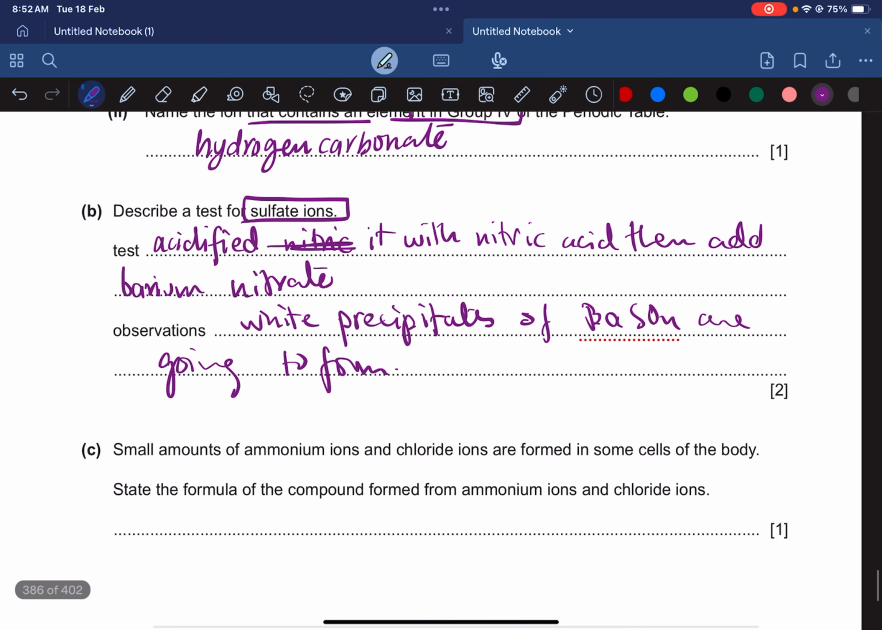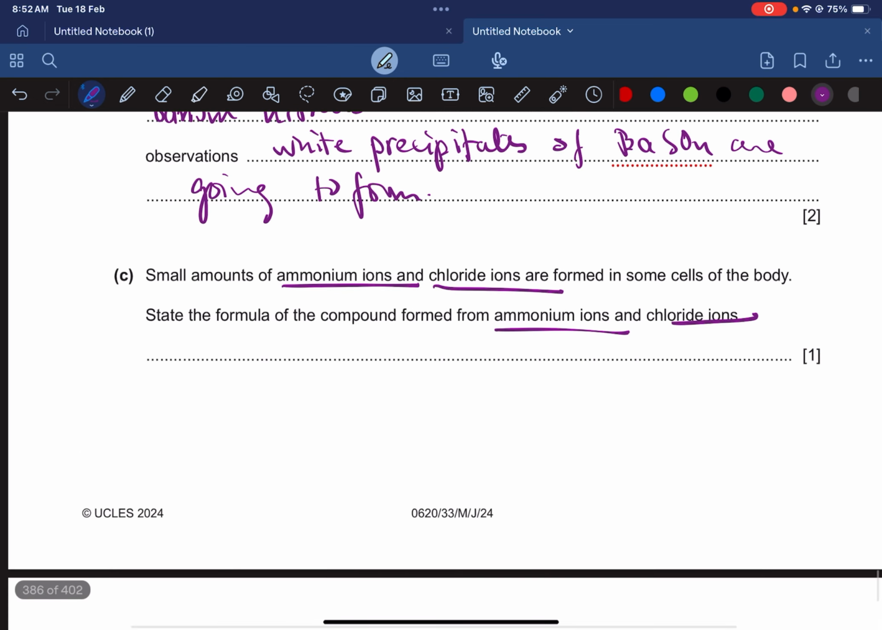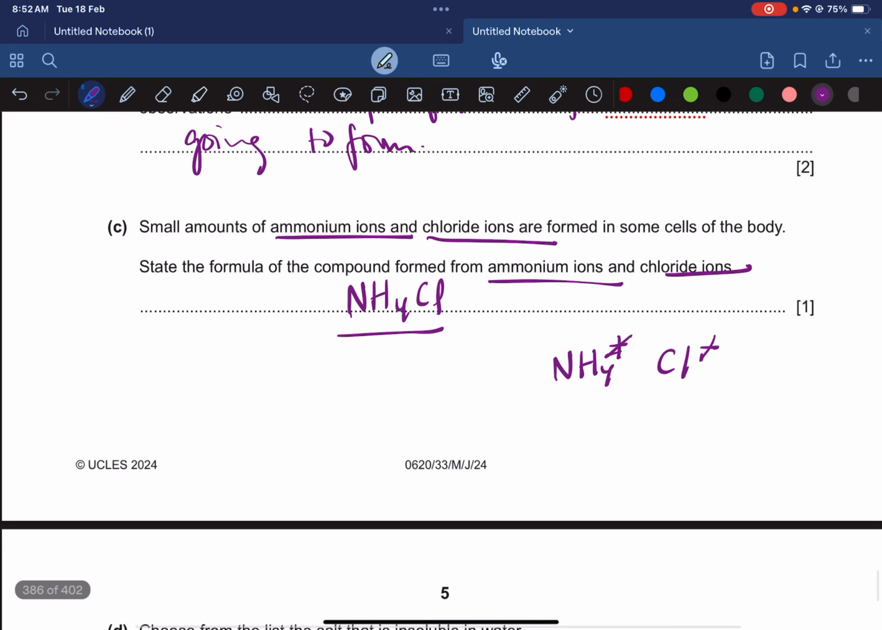Small amounts of ammonium ions and chloride ions are formed in some cells of the body. State the formula for the compound that contains ammonium ions and chloride ions. Okay, ammonium ion is basically NH4+ and chloride is Cl-, so these will cancel out, +1 and -1, so it's going to be NH4Cl. That's going to make it ammonium chloride. And we had to state the formula, so I've written down the formula. Don't write the name ammonium chloride, that's not going to gain you a mark.